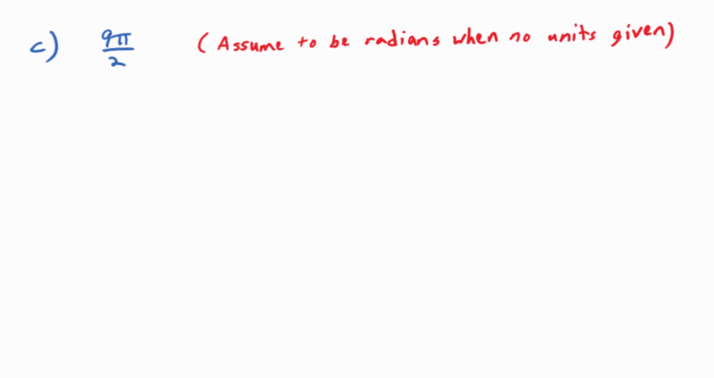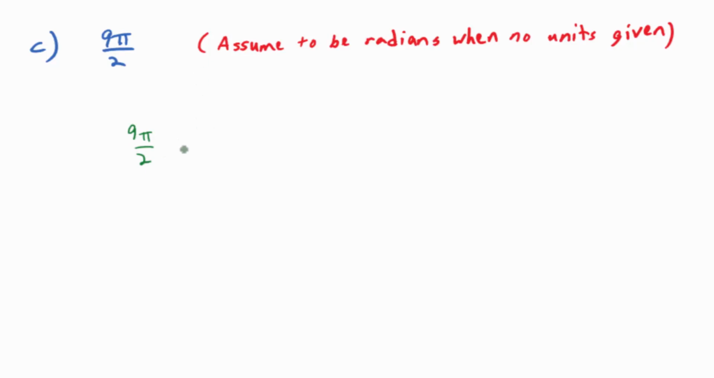In part C, you have 9 pi over 2. You don't see the degree symbol, right? So it's not in degrees, it's in radians. So you want to convert 9 pi over 2 to radian angle measures. So any ideas? A good idea would be to write down 9 pi over 2.